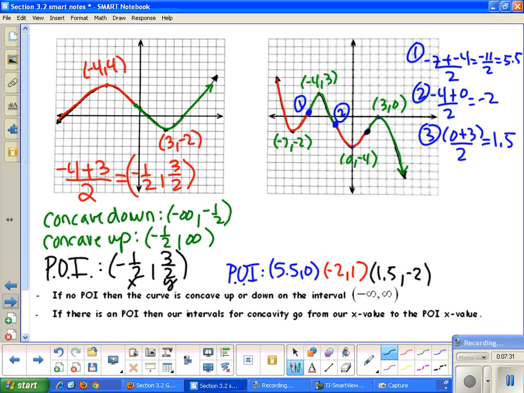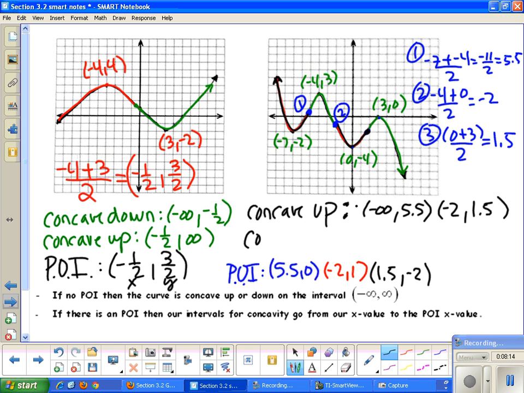Now I can write my intervals where I'm concave up and concave down. So I'm concave up on two intervals. Again, this piece right here, which is -infinity to the x value of my first point of inflection, which we said was -5.5. I'm also concave up on the interval from point of inflection 2 to point of inflection 3. So the x values of my second and third points of inflection are -2 to 1.5.